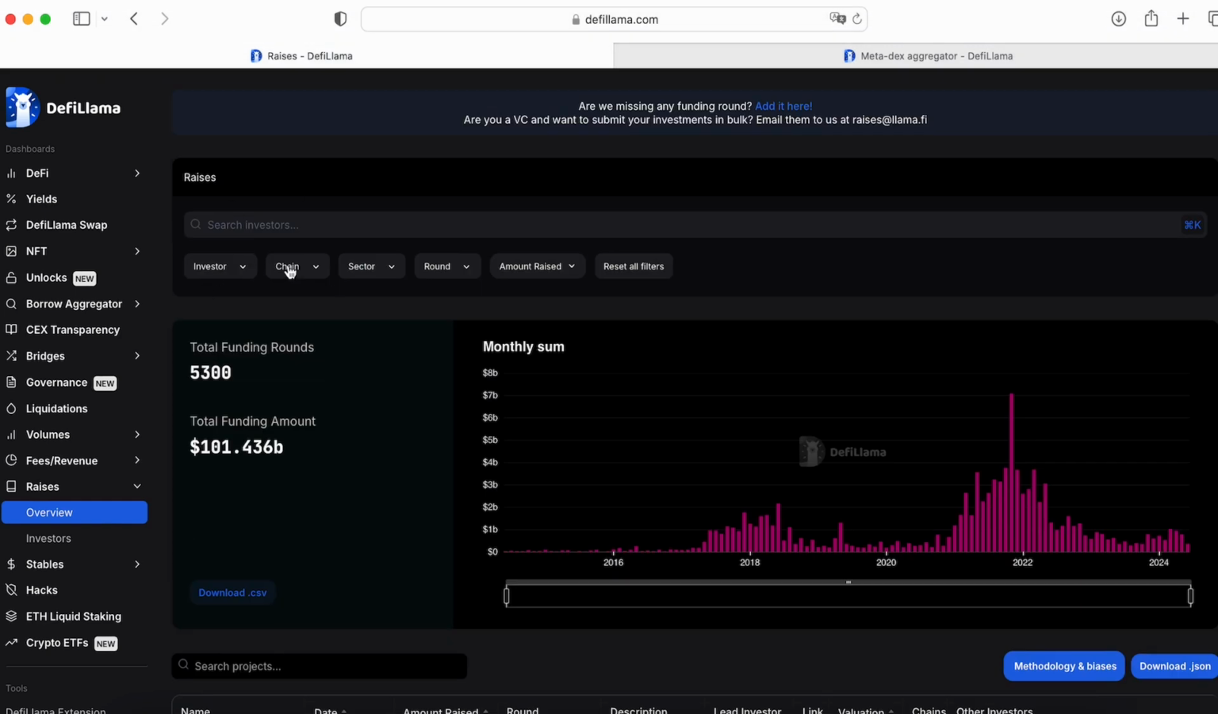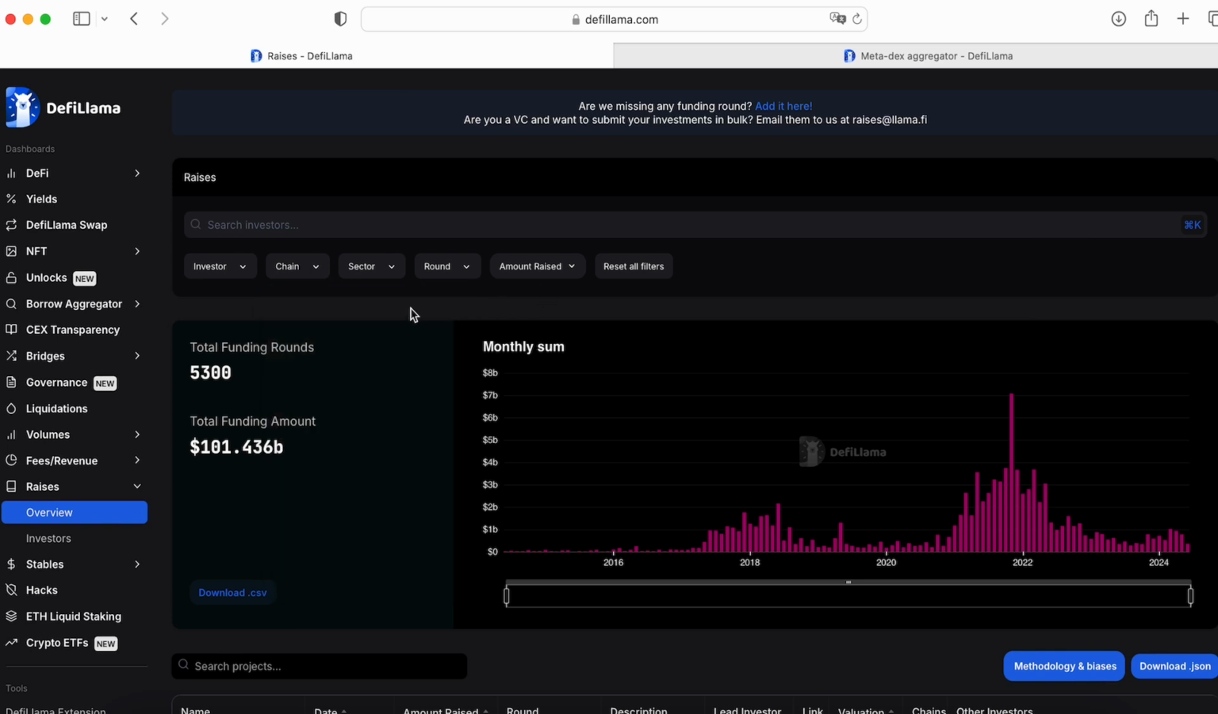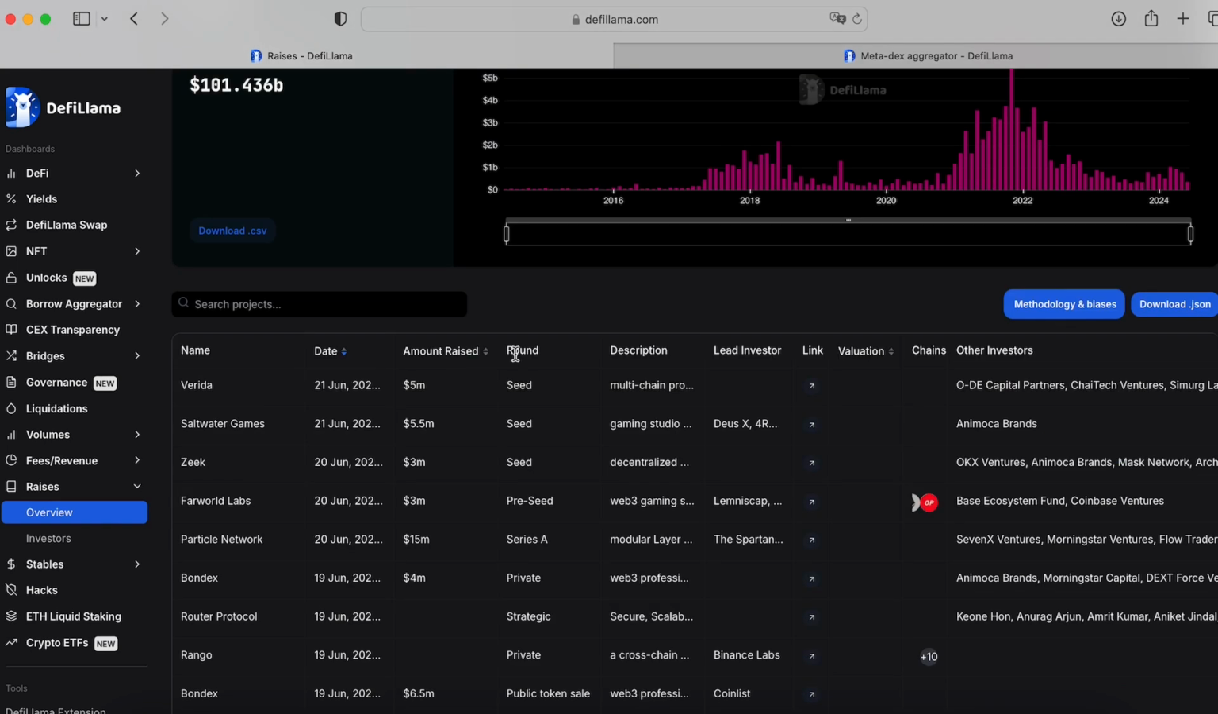How can it help you? First of all, you can check by chains. For example, you're interested in some brand new projects on Arbitrum. You can press clear and choose only Arbitrum and find out the brand new projects. For example, this one, Particle Network, 3 days ago raised 15 million in a Series A round. This is the description of what this project is about, the lead investor, a link for this one, and other investors.